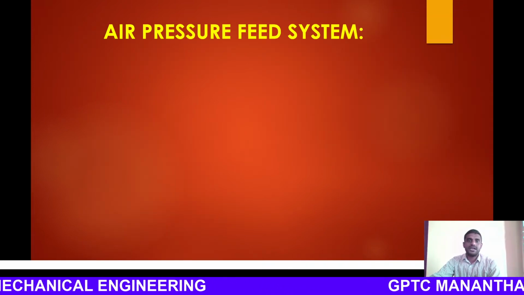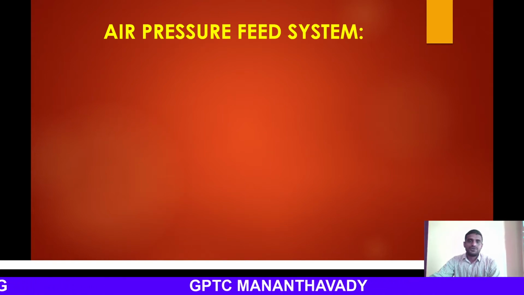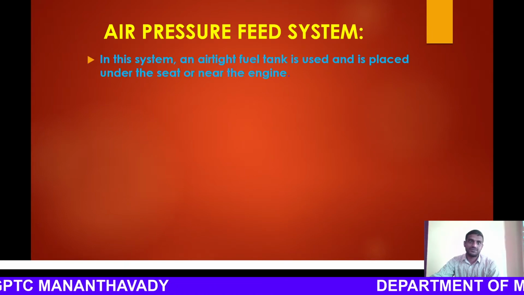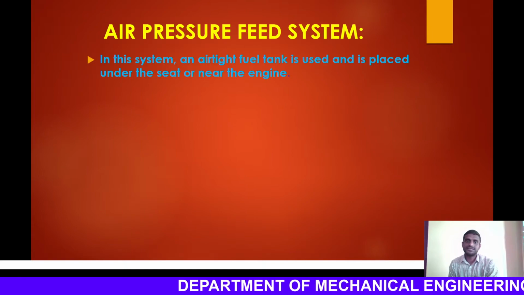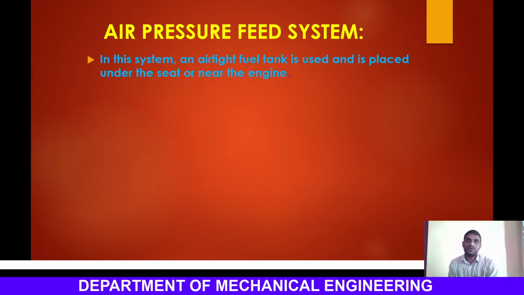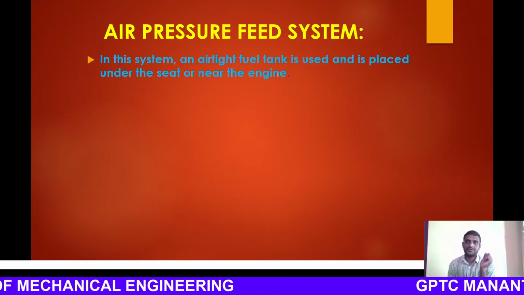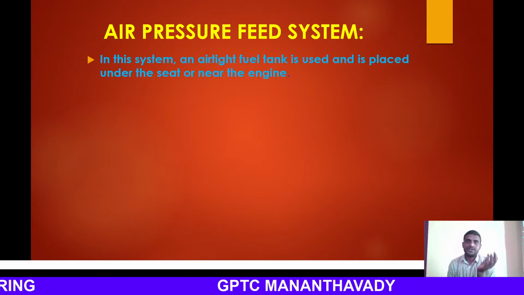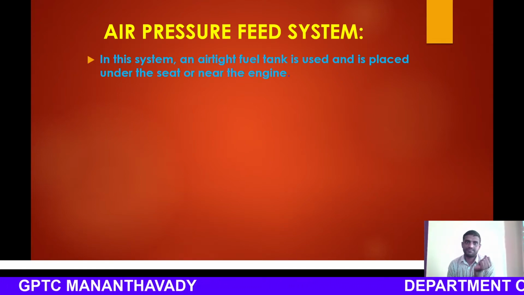Next, we are discussing the air pressure feed system. As the name suggests, here we are using an airtight tank in the system. An airtight fuel tank is used, and it is placed under the seat or near the engine. Here, the highest position is not required. The position is not a material. We can place it near the engine or under the seat according to our convenience.